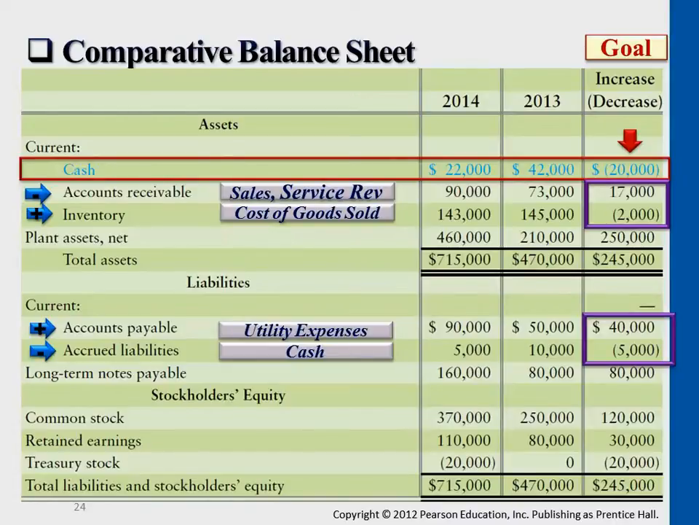Okay, accrued liabilities. Last year is $10,000. This year is $5,000. So the difference is a $5,000 current liability decrease. Basically it means you used up cash to pay off the liabilities. That's why your liability account reduced. So the cash dollar amount here was subtracted.